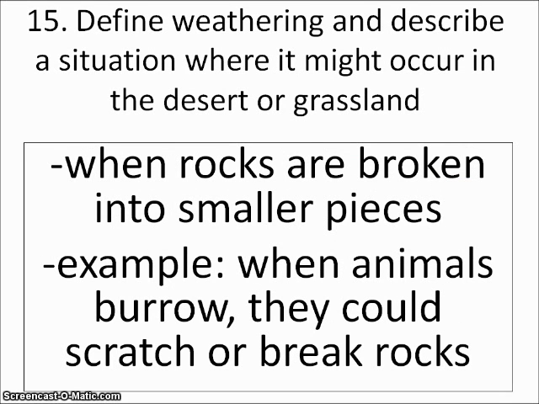Okay, number 15, define weathering and describe a situation where it might occur in the desert or grassland. First of all, weathering is when rocks are broken down into smaller pieces or maybe scratched at, abraded by something else. And an example is when animals burrow or dig underground, they could scratch or break the rocks apart.